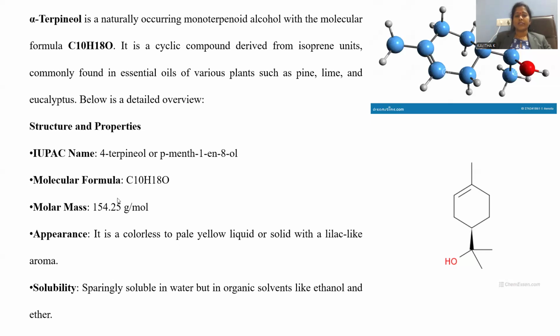Now the appearance of the compound: it is colorless or else pale yellow in color. So it is a liquid, essential oils being liquids in nature in general. Sometimes it may exist as a solid in nature. It has a lilac-like aroma. The aroma is the characteristic property of terpene oils. Essential oils are characteristic in their fragrance, right? So a lilac-like aroma is characteristic of alpha terpineol.